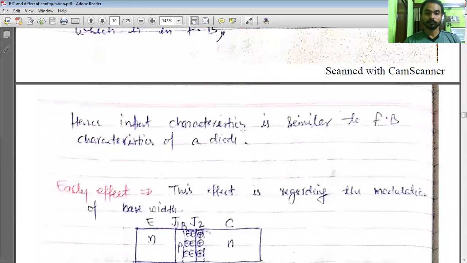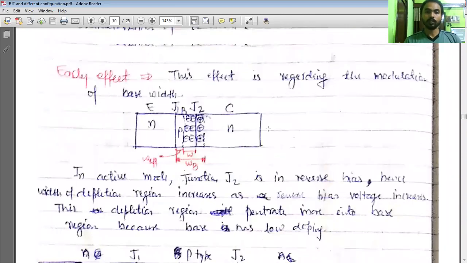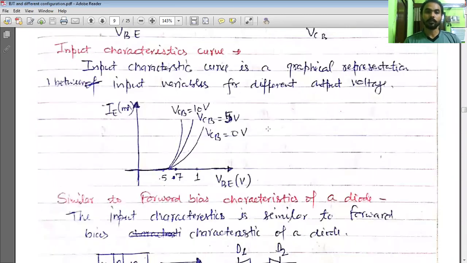Now, this we have explained. So we know that it's a forward input. The input characteristic is a forward bias characteristic curve of a diode, and we know the forward bias characteristic curve. What is the forward bias characteristic curve? We have studied it in the diode part.